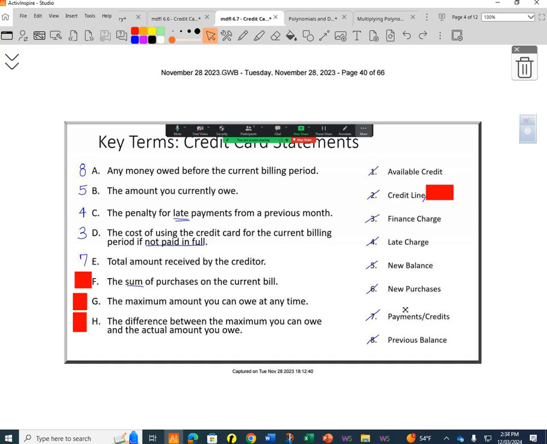The total amount received by the creditor, that would be your payments and credits on your account. So they may credit your account if they have a rewards program, or if you didn't owe something, if there's a mistake or whatever. The sum of the purchases on the current bill, that is the new purchases. The maximum amount you can owe at any time is your credit line, and the difference between the maximum you can owe and the actual amount you owe, that is your available credit. Okay, remember you can pause this video at any time and catch up.